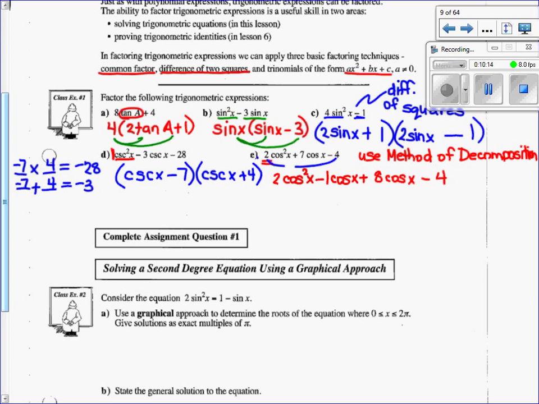Okay, then again, I'm just going to factor out any common factor. And in this case, I do have a common factor of cos x. And that will leave me with 2 cos x minus 1 in brackets. And remember, I'm grouping those two and these two. So now out of the second pair, I'm going to factor out a negative 4. And that will give me 2 cos x plus 1.